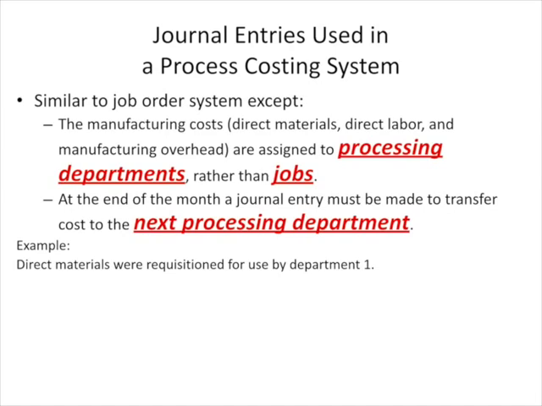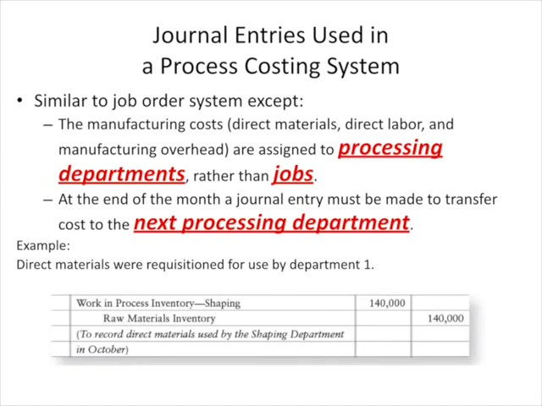So, for example, if we had direct materials requisitioned for use by Department 1, under a job costing system, we would debit work in process and credit materials. Exact same thing in process costing, except we really want to identify the processing department that it's going to. For example, if materials were requisitioned to the shaping department, our Department 1, we would put work in process shaping, and we would credit our materials for the amount of materials being requisitioned. So very similar to job costing.